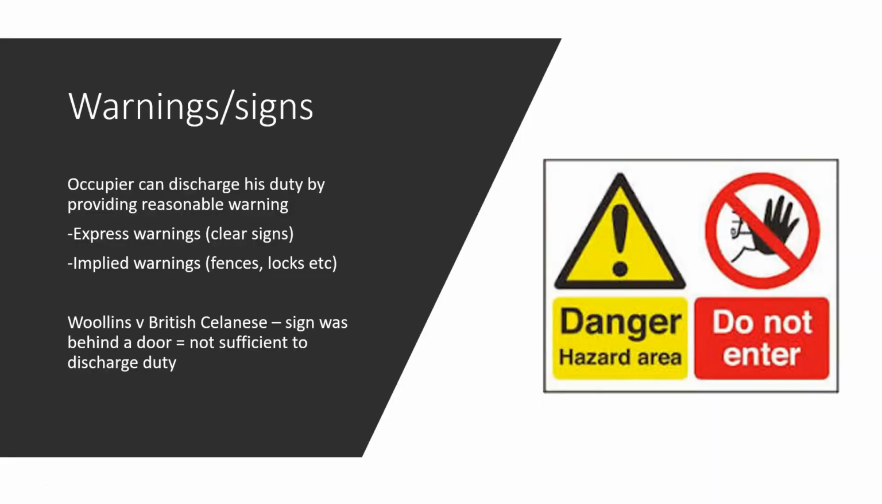There's the last bit here on warnings and signs. And the occupier can discharge his duty by providing reasonable warning. And they can either be through express warnings, such as clear signs, as you can see there on the screen, or perhaps through implied warnings like fences and locks, etc.